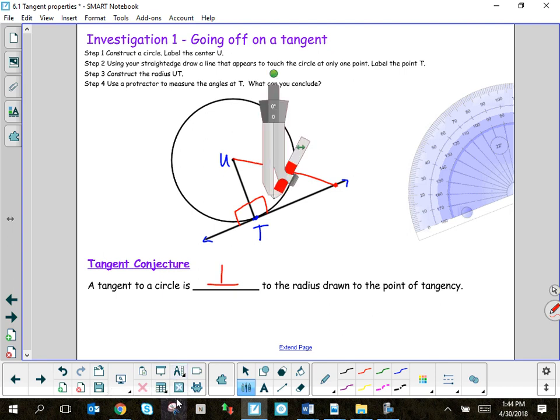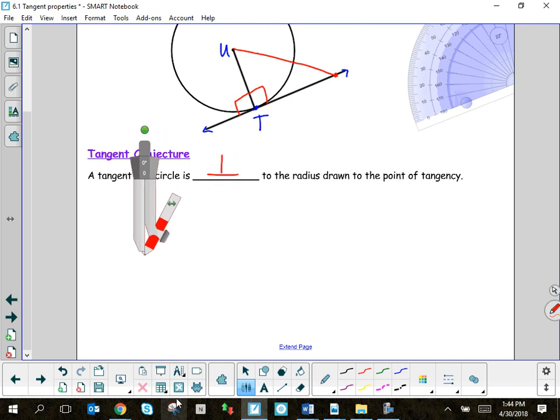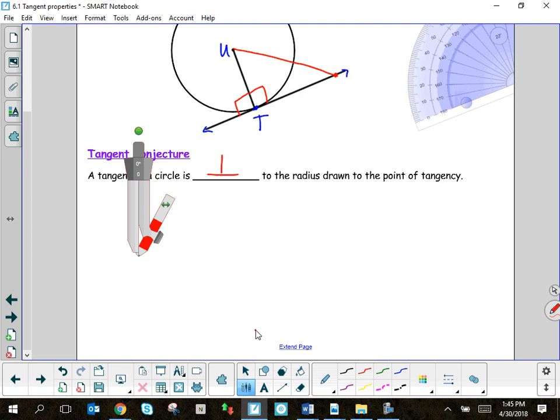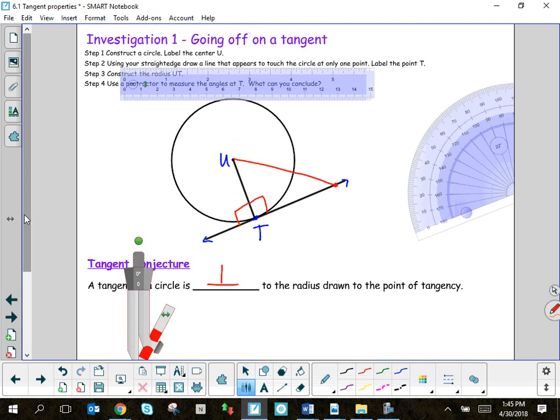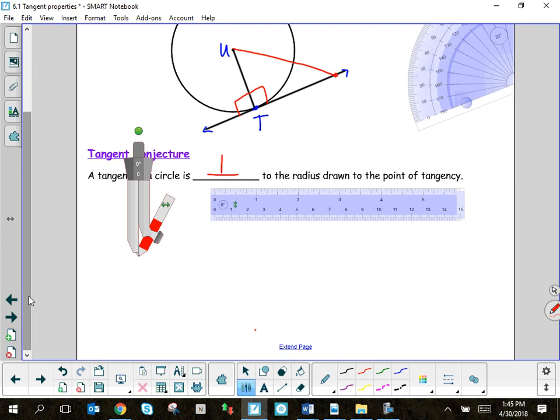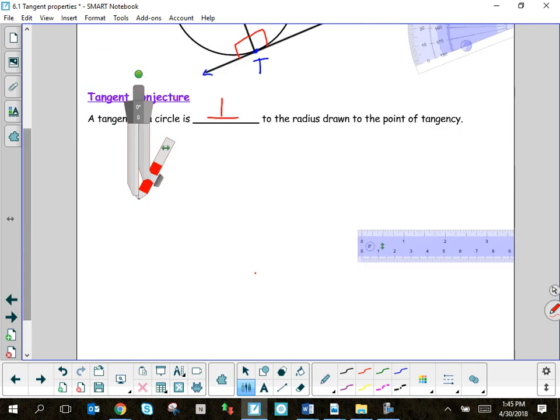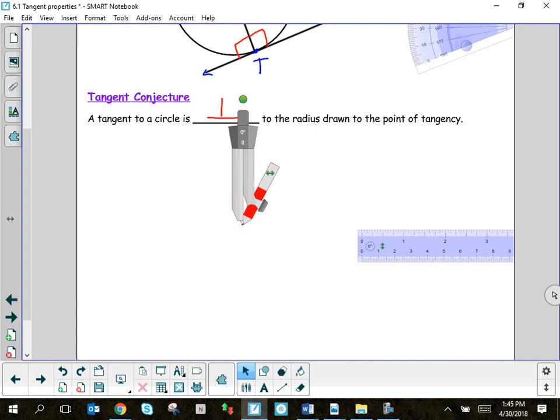More importantly, how would you construct a tangent specifically? You can't just touch the ruler to the side of a circle. So let me get my ruler. This will be just a little review on how you would construct a tangent. I'm going to let that be the center of my circle. So you would use your compass to make a circle.